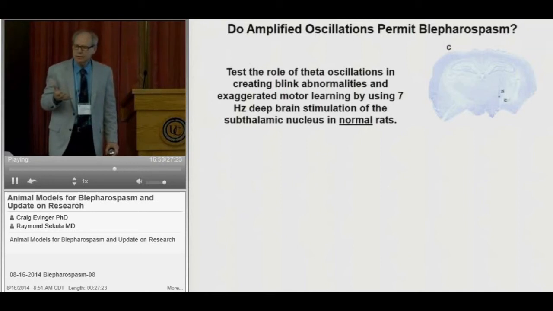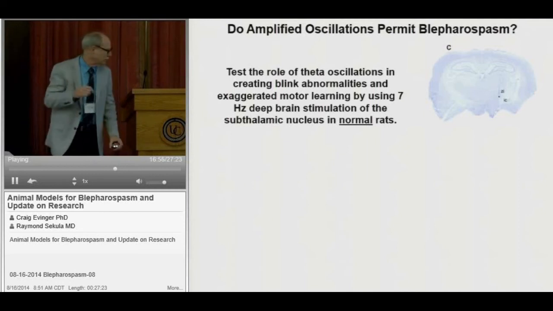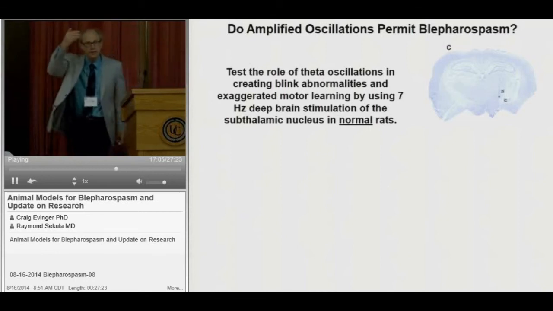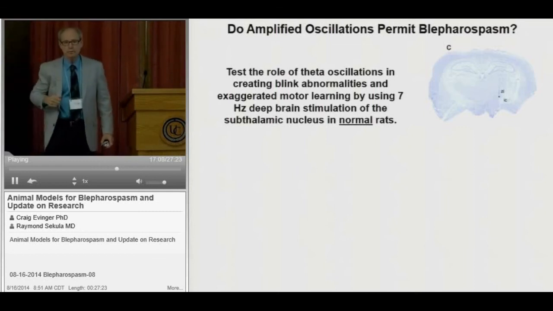And then I said, well, let's take a normal animal, in this case a rat, and we're going to put an electrode into the part of the basal ganglia called the subthalamic nucleus right here. This is where the electrode was. This is a section through the brain as if you were looking straight in. This would be the way the brain would look.